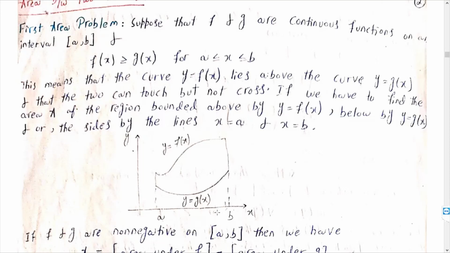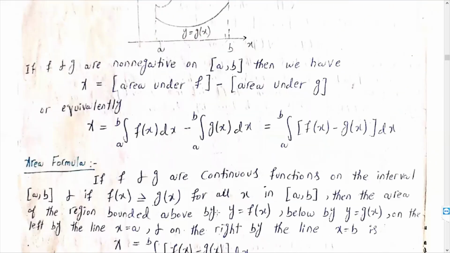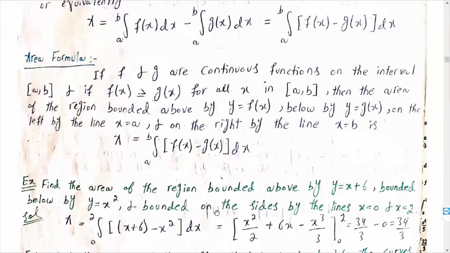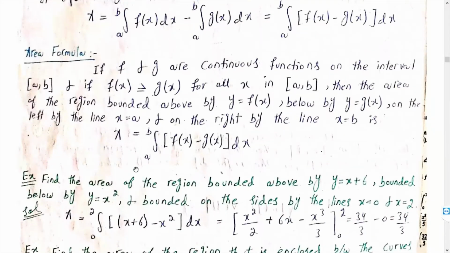The second case is almost identical to the first one. Here we are going to determine the area between the curves x is equal to f of y and x is equal to g of y on the interval c to d, with f of y greater than or equal to g of y.